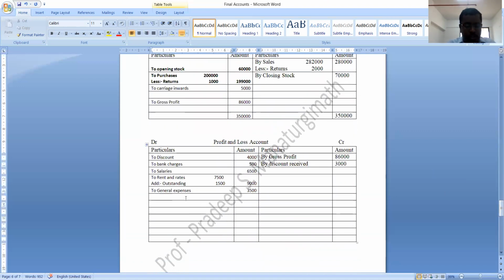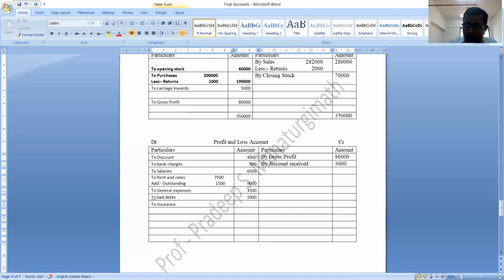What is the first item? First item is to bad debts. What is the amount of bad debts? The amount of bad debts is rupees 1,000. Fine. Then what is the next item? Next item is to insurance. Since there is an adjustment on insurance, we should not write it directly to the outer column.